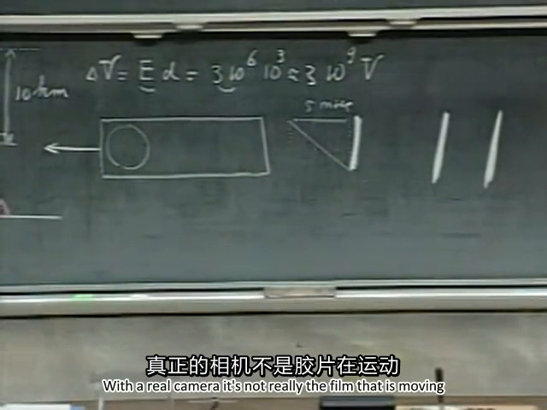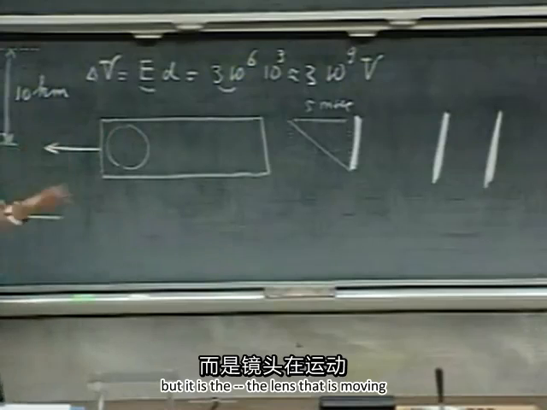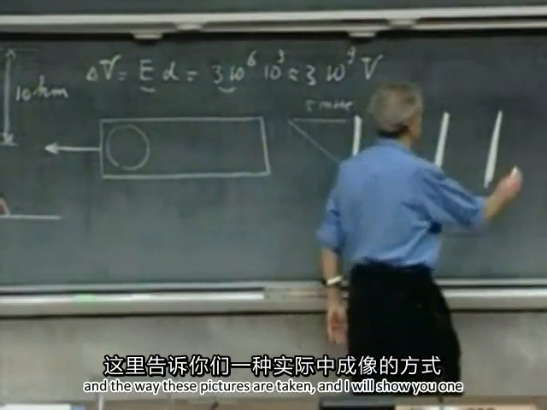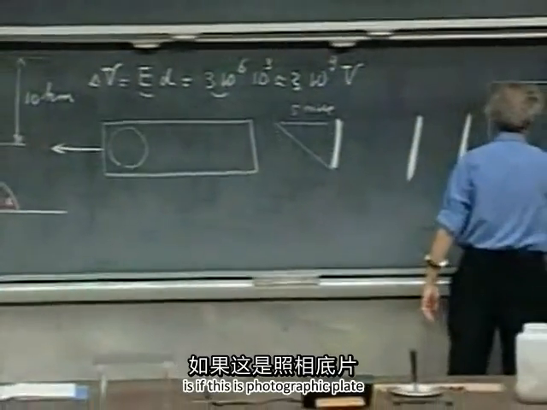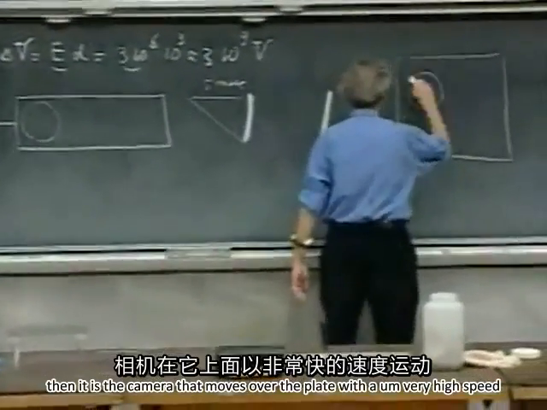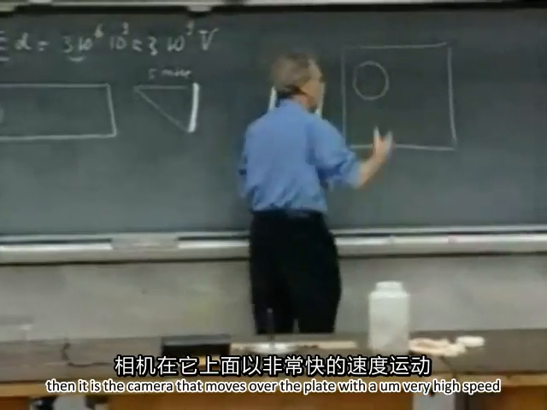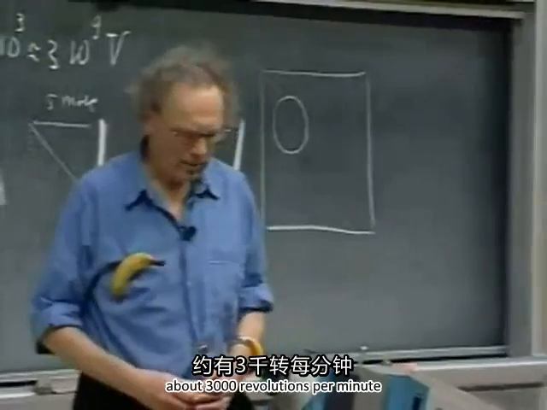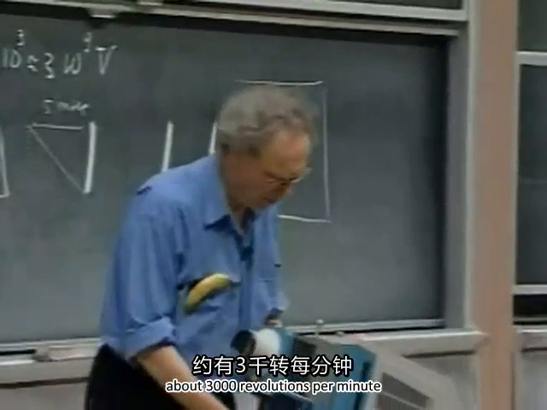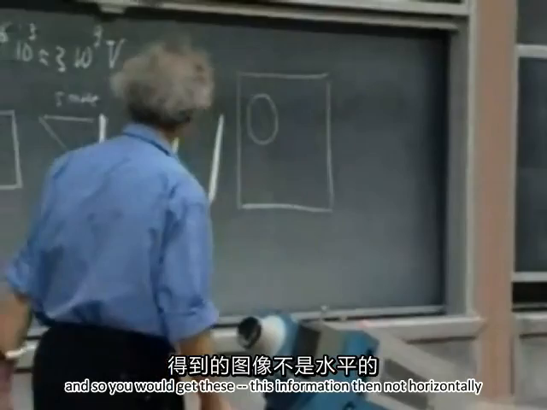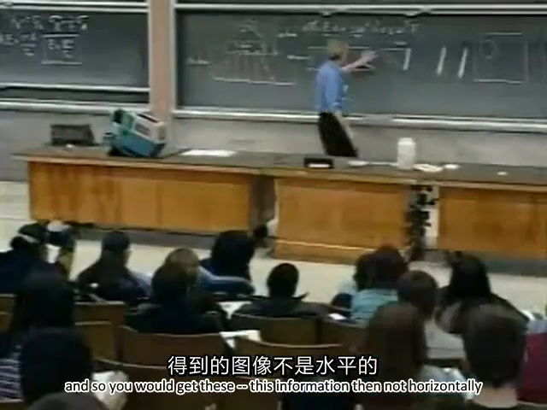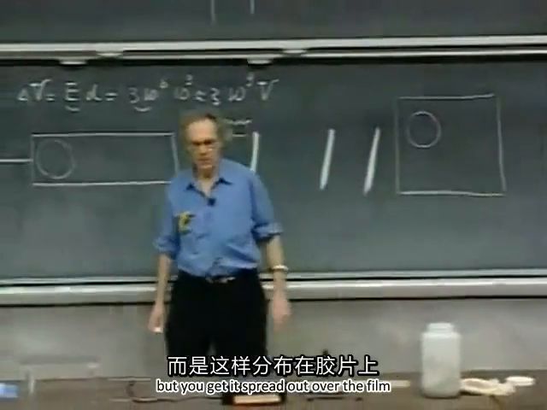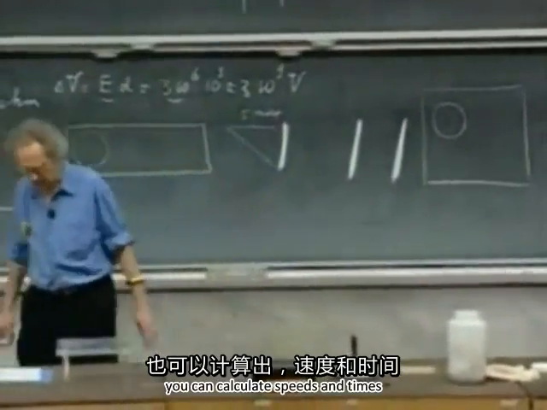With the real camera, it's not really the film that is moving, but it is the lens that is moving. And the way these pictures are taken, and I will show you one, is if this is the photographic plate, then it is the camera that moves over the plate with a very high speed, about 3,000 revolutions per minute. And so you would get this information then not horizontally, but you get it spread out over the film. But you get the same information, you can calculate speeds and times.